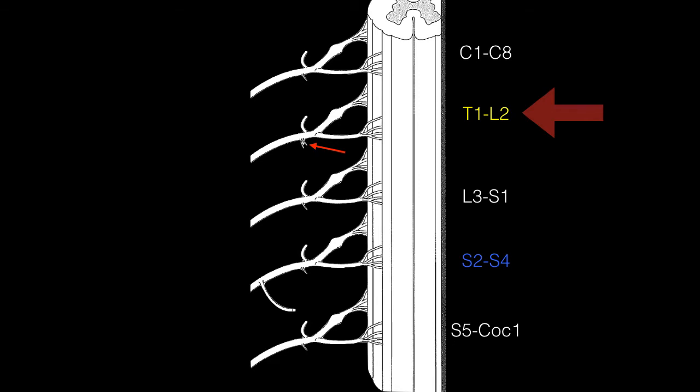Or there's just two communicating rami, and that does not happen at any levels except T1 through L2, which is our sympathetic level. And that white rami is there for the sympathetic nervous system. And if we go down to S2, S3, S4, we have this guy coming off the ventral ramus.